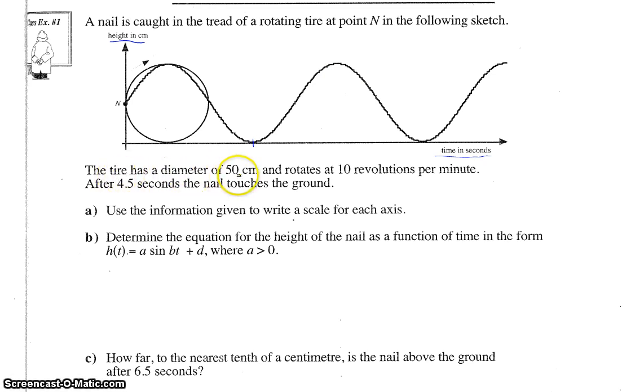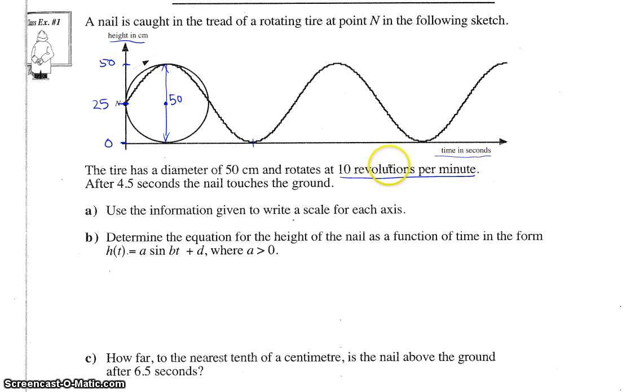The tire has a diameter of 50 centimeters. So diameter of 50 centimeters, okay, from there to there is 50. So that tells us that our top value here is going to be 50, and when it's right on the ground, 0. And of course the midpoint then, or the midline, would be at 25, half of that. Okay, and rotates at 10 revolutions per minute. Okay, well that's a little bit trickier.